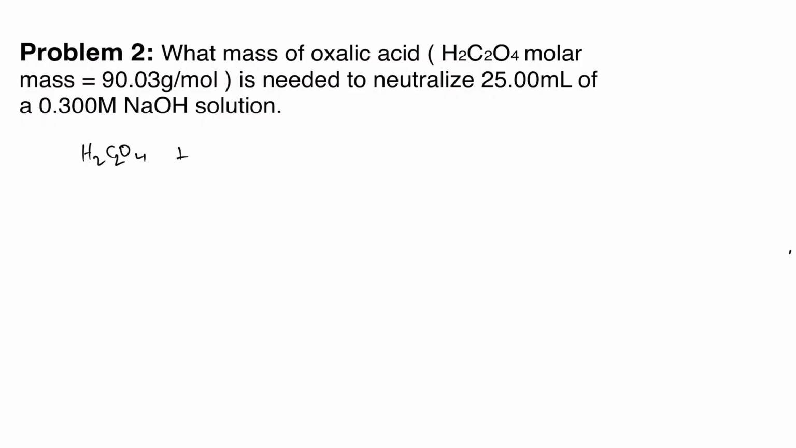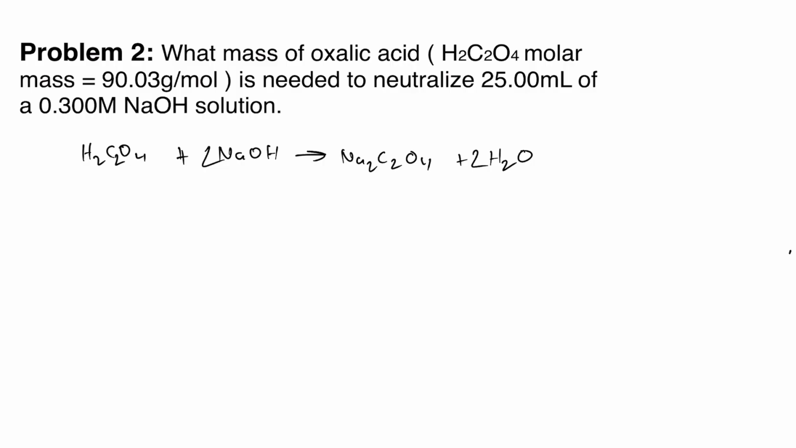H2C2O4 plus NaOH, and that is going to give us Na2C2O4 plus H2O. And now here to balance this, we're going to once again put a 2 in front of the NaOH and a 2 in front of the H2O.